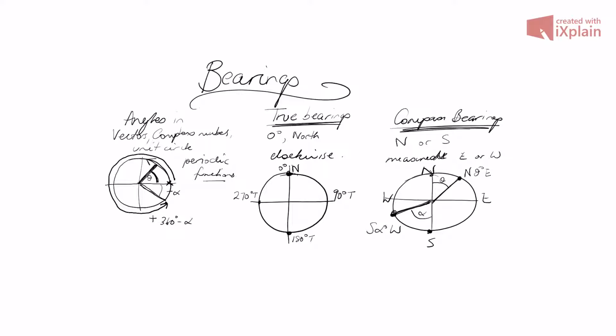An angle in the fourth quadrant here would be south however many degrees east, and an angle in the second quadrant would be north however many degrees west.